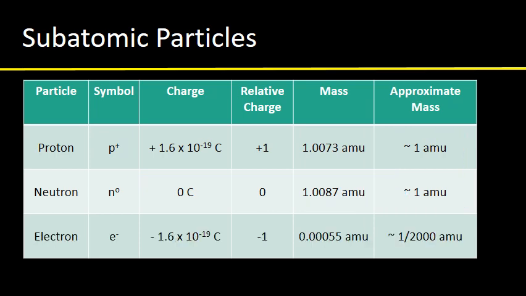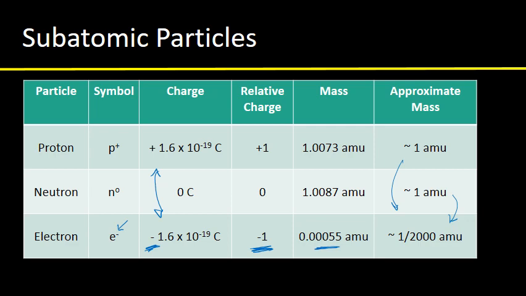And the last particle, of course, is the electron, which has the symbol E with a superscript negative sign here. And the charge of the electron, of course, is the same as the charge of the proton, except this one is negative instead of positive. And so the relative charge is -1. The mass of the electron is about 0.0005 AMU. Again, you don't need to know that number, but what you do need to know is that it is much, much smaller than the masses of the protons and the neutrons. If you do the math, you'll see it's about 1/2000th of an AMU.